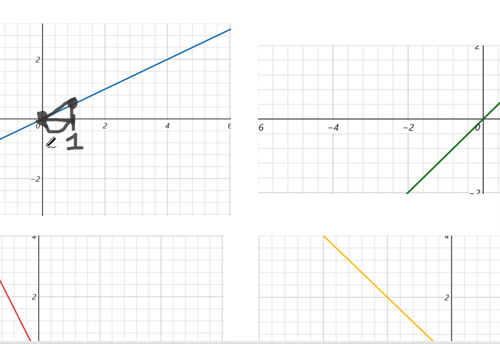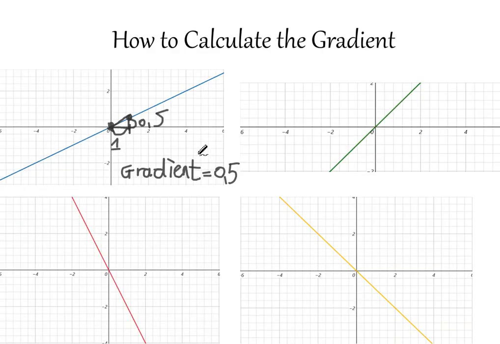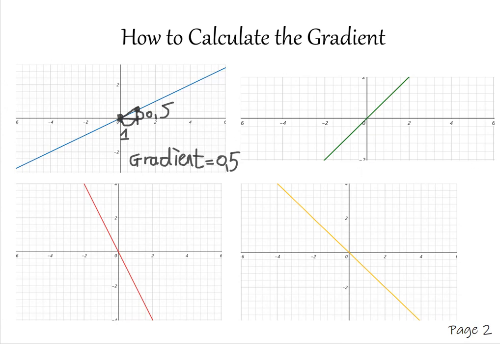You know that this is 1, because 1 minus 0 is 1. But how much do you go up? It's actually 0.5. So the gradient of this question is 0.5. That's easy enough. But how can you make sure it's 0.5? Let's scroll back to the first page.